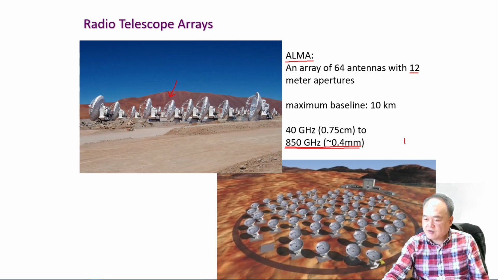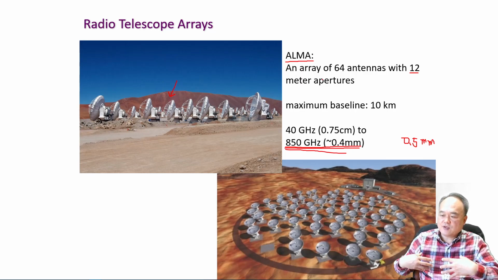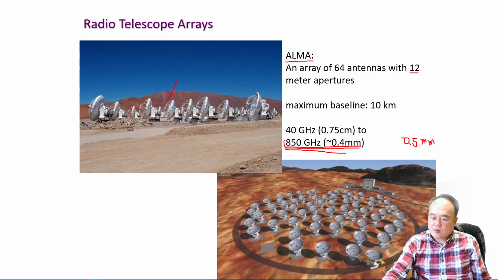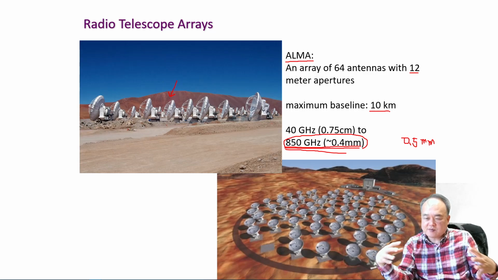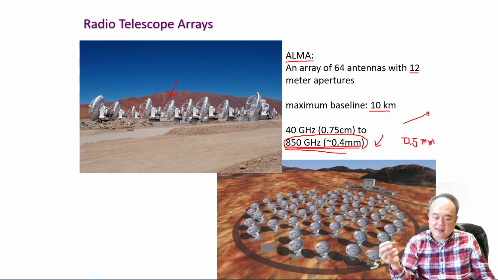So remember that radio frequency is the typical radio. The wavelengths start at 0.5 millimeters, right? So ALMA, the Atacama array, is tapping into the sub-millimeter waves, so it is operating at a rather higher frequency. So even for a relatively small maximum baseline, because it is operating at the higher frequency, it can achieve sub-arcsecond angular resolution. Okay.